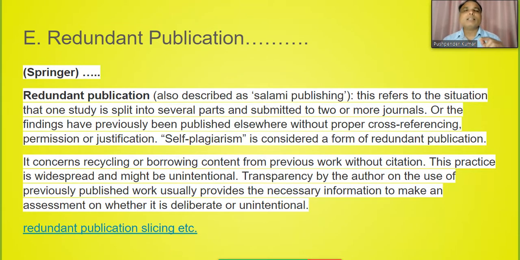So here you can see this refers to the situation that one full study is divided into several parts and submitted to two or more journals, or findings have previously been published elsewhere without proper cross referencing, permission or justification, right? So self plagiarism is considered a form of redundant publication. So you are copying your work again and again.